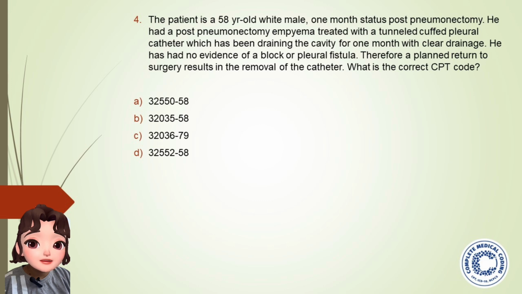So first option 32550. What does 32550 represent? Insertion of indwelling tunneled pleural catheter with cuff. That is there, but a little more has to be added. What is modifier 58? Modifier 58 represents a related procedure performed during the post-operative period of the first procedure by the same physician.